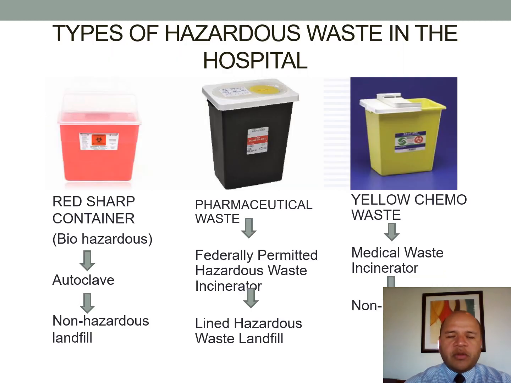Whenever you're in the hospital, you're going to encounter lots of different types of hazardous waste. The way that we identify that for staff is by different colors. If you see a red container, that's going to be biohazardous waste. If you see a black container, that's going to be pharmaceutical waste. If you see a yellow container, it's going to be chemo waste.